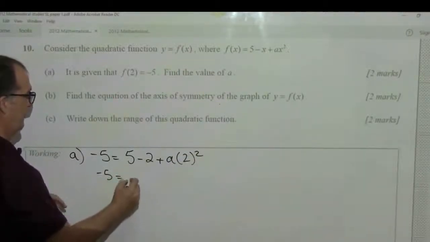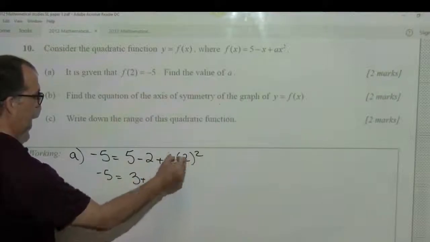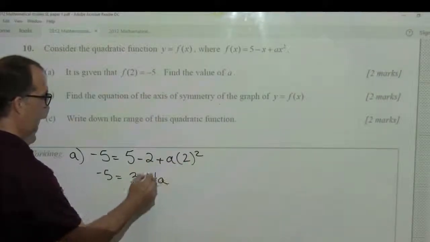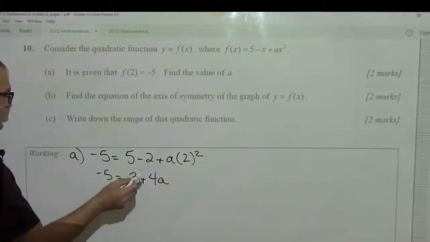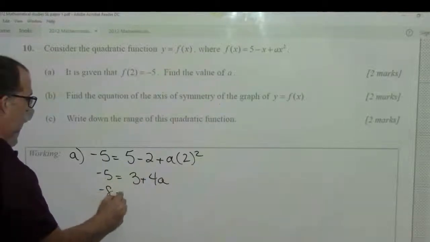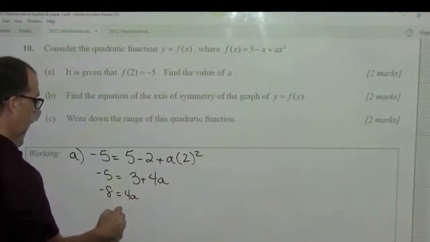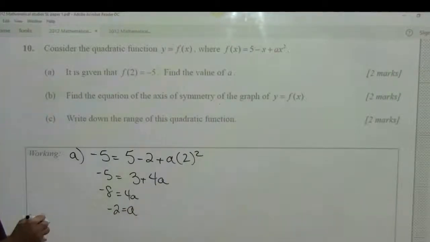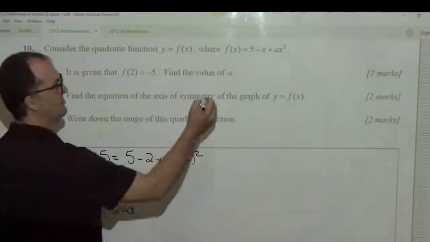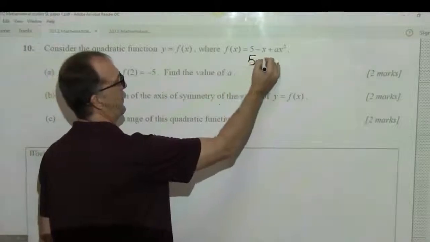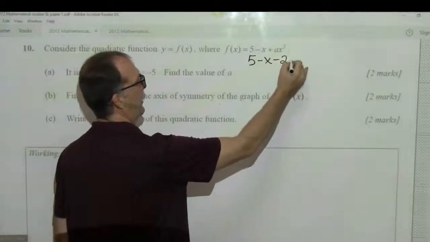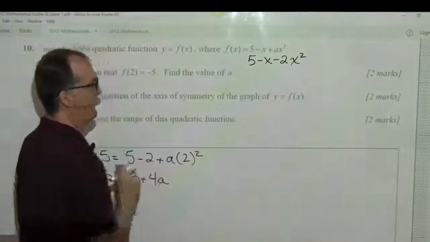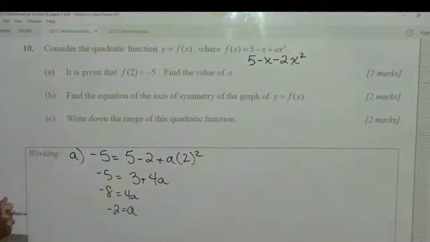5 minus 2 is 3 plus 4a, and then I just need to subtract the 3, divide by the 4, and now I know that a is 2, which means that's truly the form of the function.